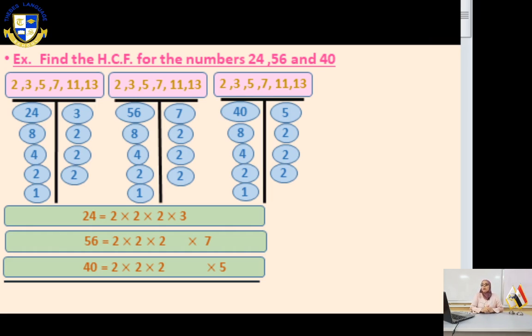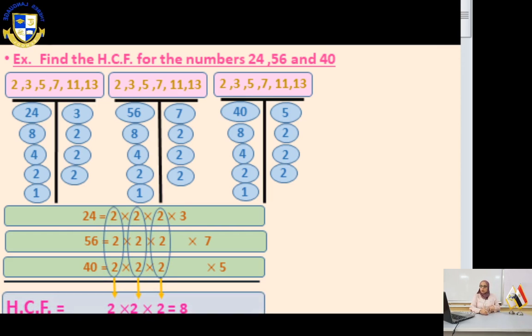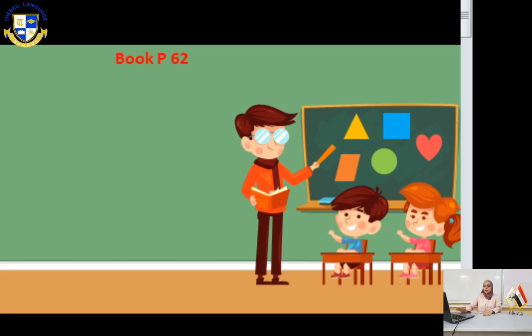So what are the common factors between 24 and 56 and 40? We get 2 times 2 times 2. So 2 times 2 times 2 equals 8. So here the HCF of 24 and 56 and 40 is 8.